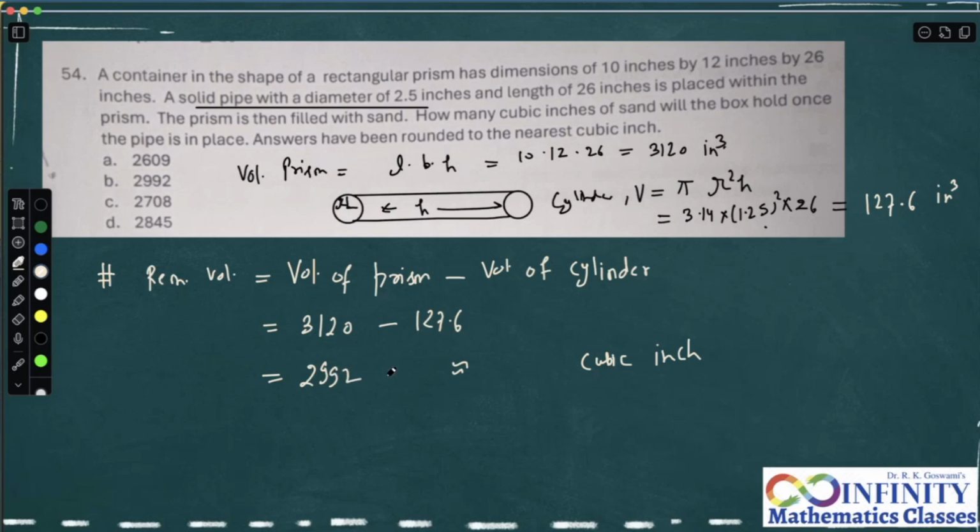2992 approximately or with decimal. This may be the answer. So I'm expecting that B should be the right answer for this problem. Agree? Agreed. Okay. Should we go for the next? Yes, sir.